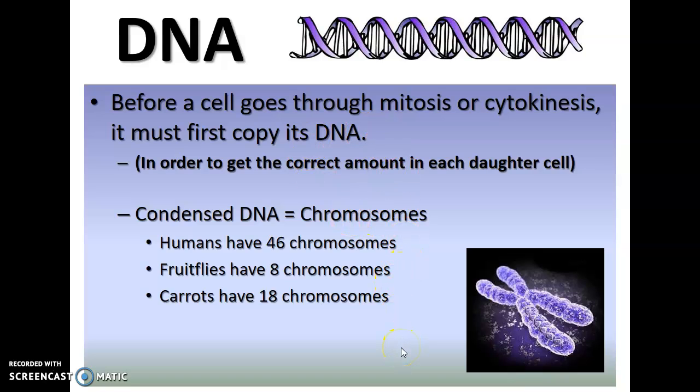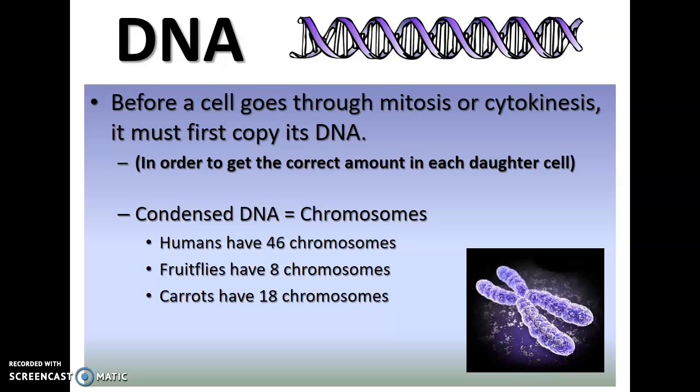Because each of your cells, and this is even referring to our own cells, each of your cells have identical DNA in them. And so we need to make sure we copy that DNA to ensure that that genetic information transfers. So again, condensed DNA or condensed chromatin is what chromosomes are. Humans, we have 46 chromosomes or 23 pairs because you get one set of chromosomes from each of your parents. So basically you have half of your genetic information from mom and half from dad.